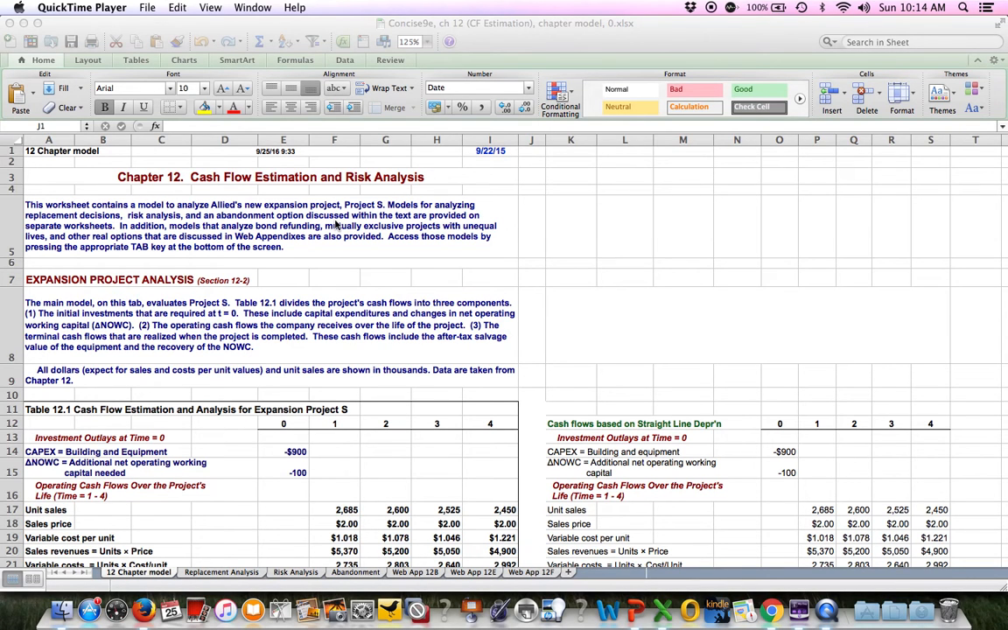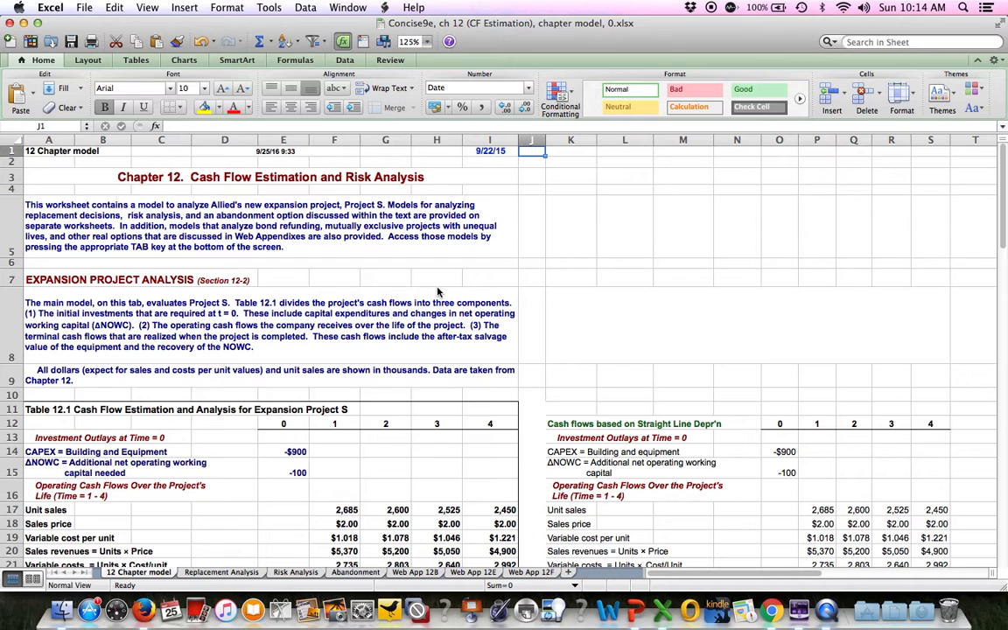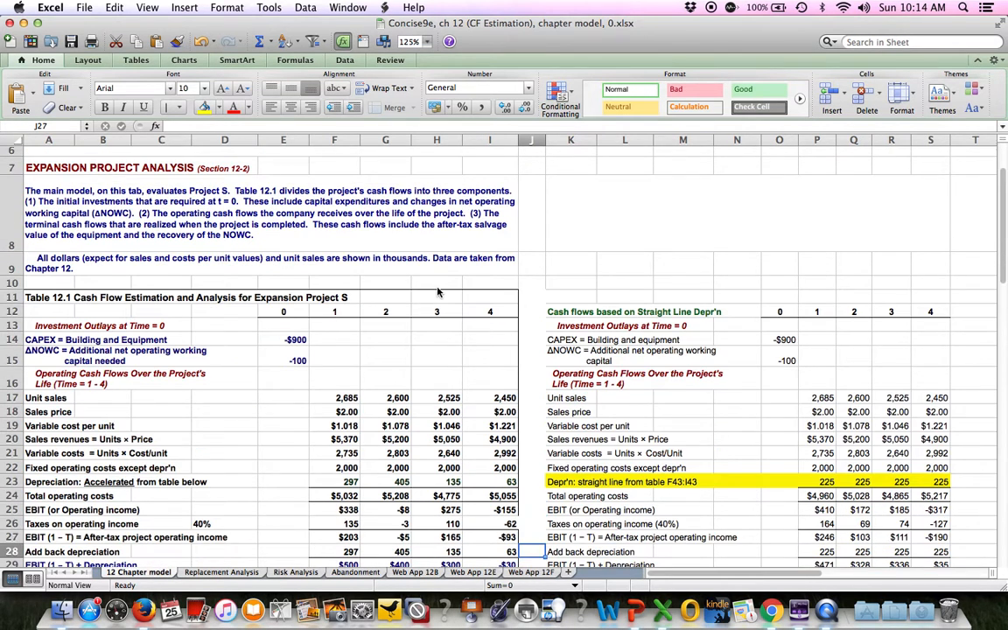Here is the Chapter 12 Excel that came with the book. You'll find it in our class in my.usf and downloads. Very similar to the other chapters I've been showing everybody. And what they do here is they give us a really good example of cash flows for a company. And this is the example they use in the book. So when you read the chapter, you'll see this model in there.